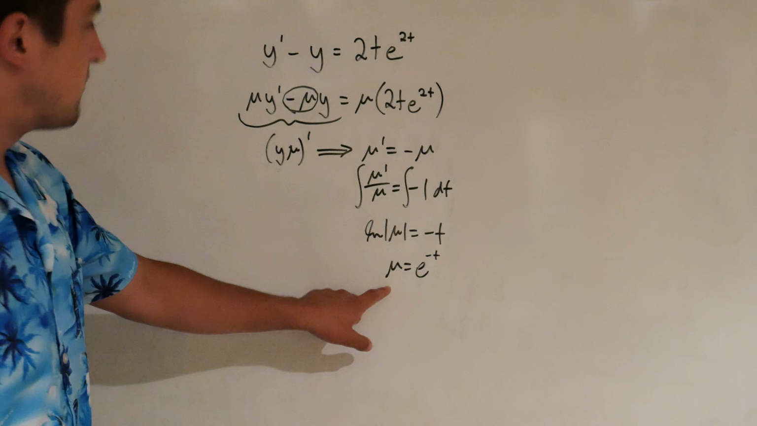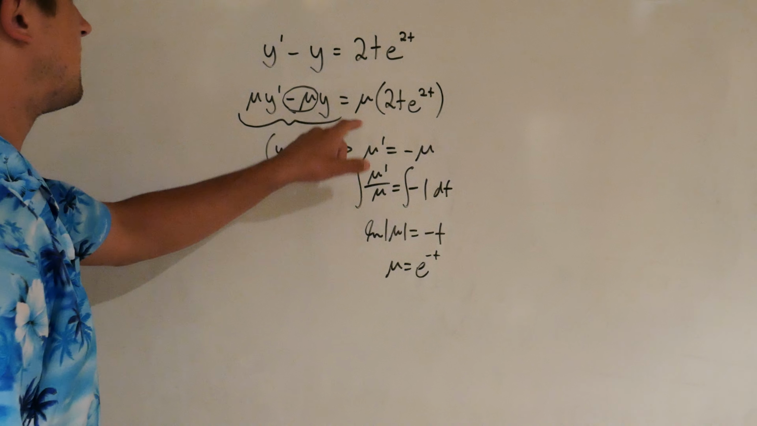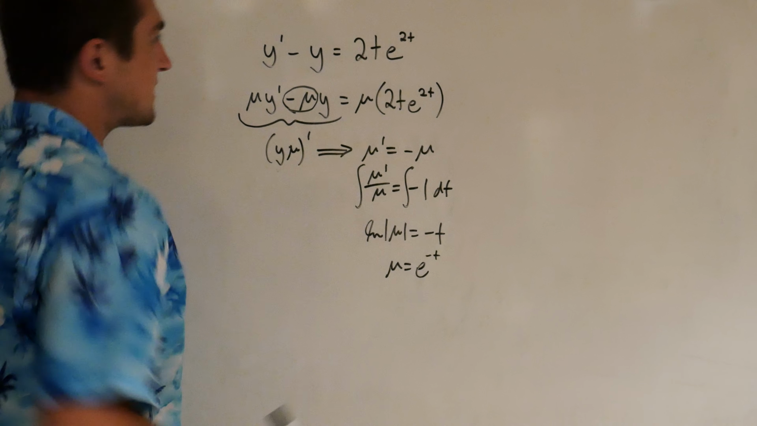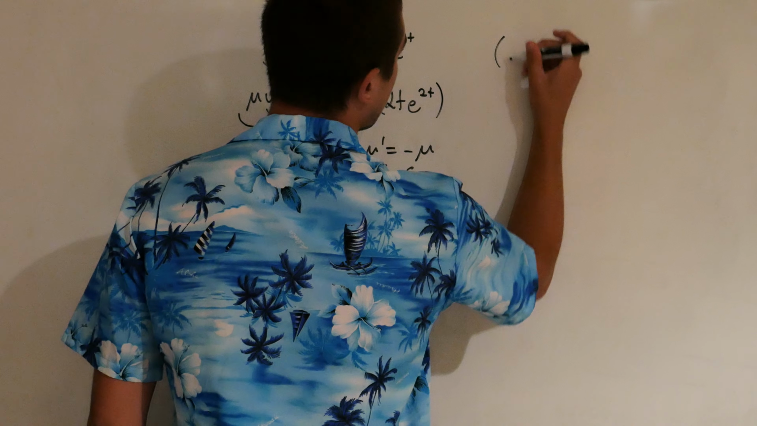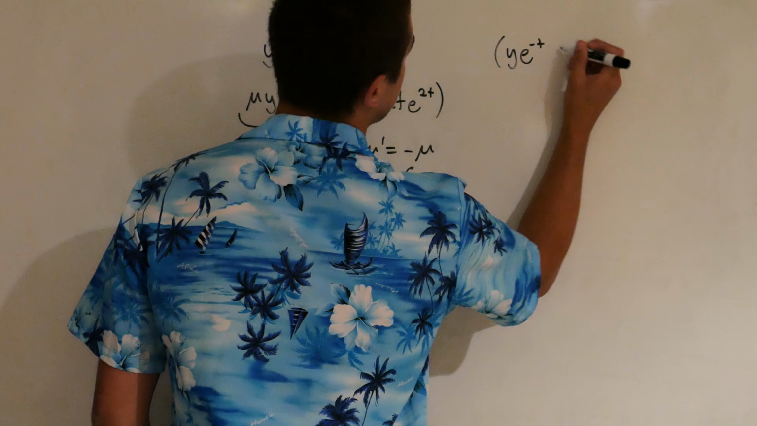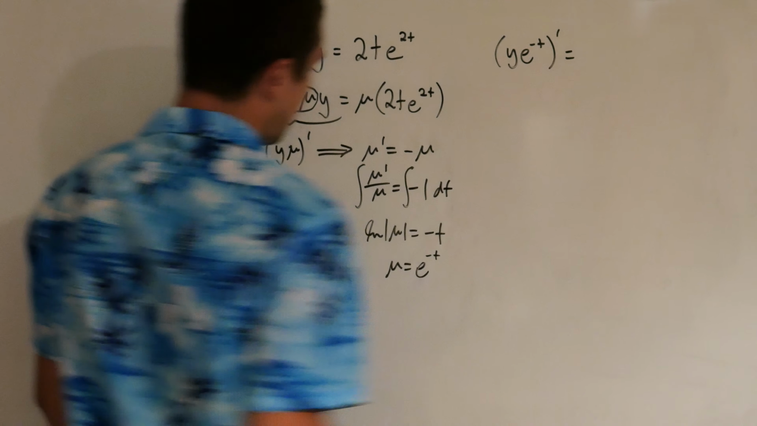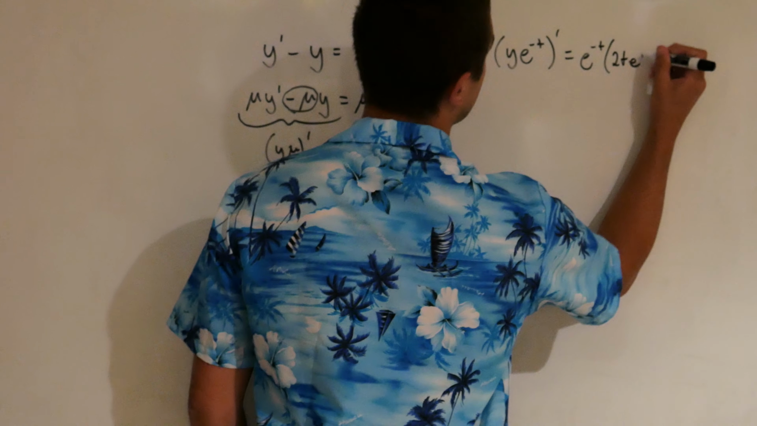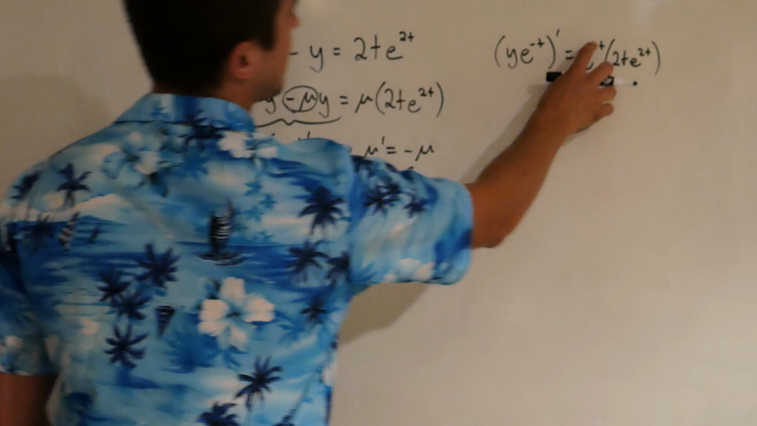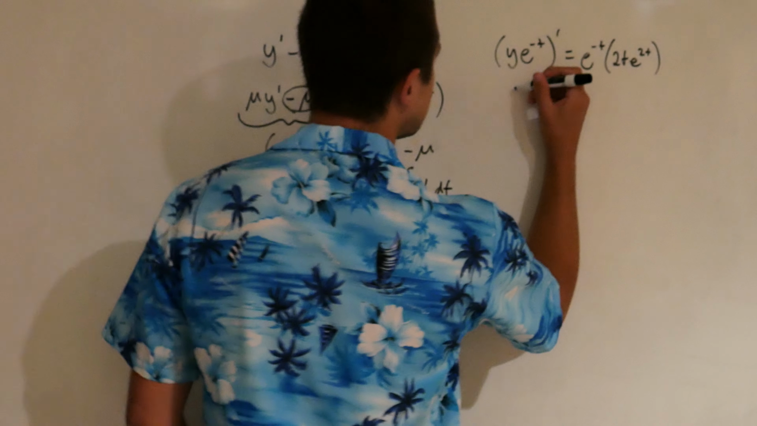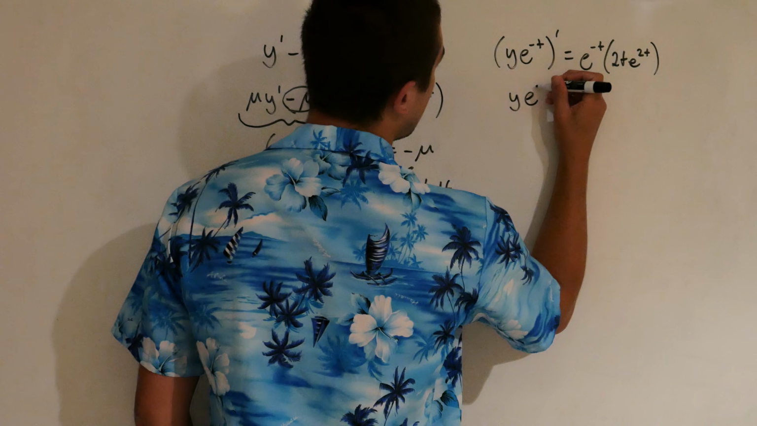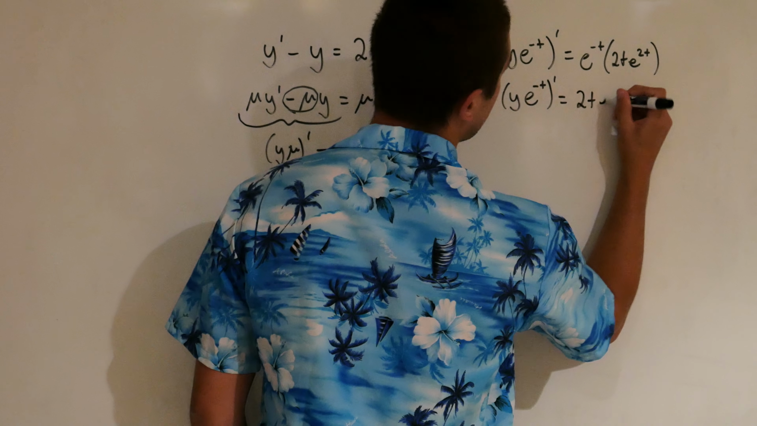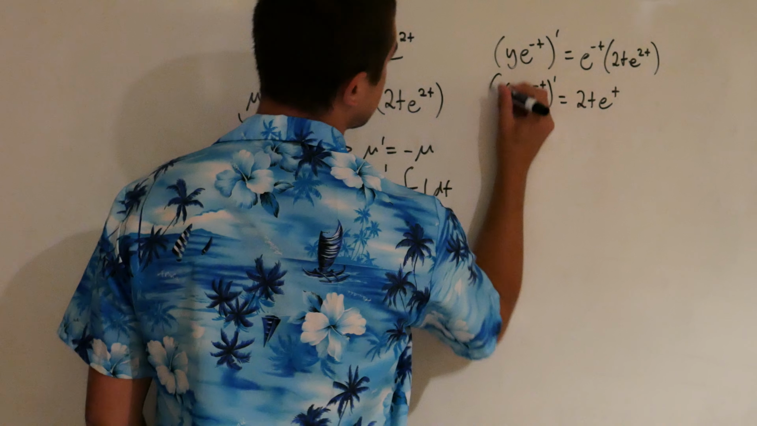Now that we have a value for mu, we can plug it into our equation up here, but leaving this side as just this product rule symbolization. And so we have y times e to the minus t all prime is equal to e to the minus t times 2t e to the 2t. This e to the minus t times this e to the 2t is going to make just an e to the t. So we have y times e to the minus t all prime is equal to 2t e to the t. Now we can integrate both sides again.